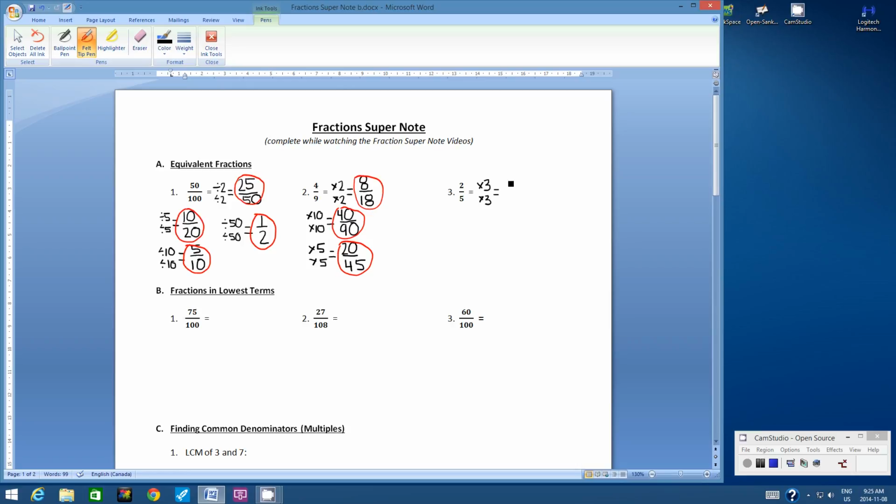Well, we should get an equivalent fraction of 6 over 15. All right, let's choose another number that we haven't used so far. So what if I multiply the numerator and the denominator by 100? So 2 times 100 is 200. 5 times 100 is 500.